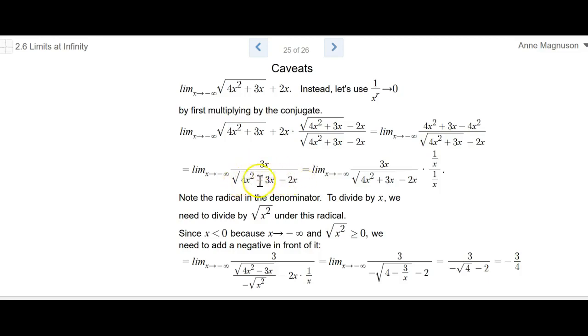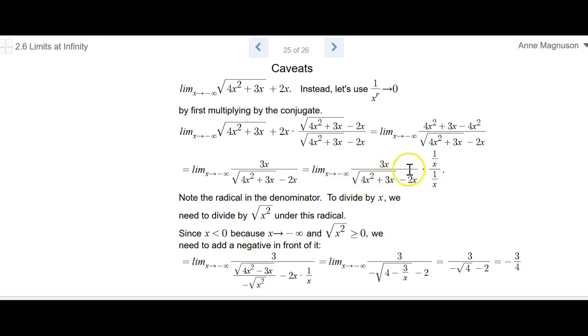And now I have a denominator. Again, I have x in every term. I can't just go plugging in an infinity. I'm going to use that trick. So the highest power of x in the denominator is actually just x. It's not x squared, because notice this x squared is underneath this square root. So I'm going to use that trick again of multiplying numerator and denominator by 1 over x.